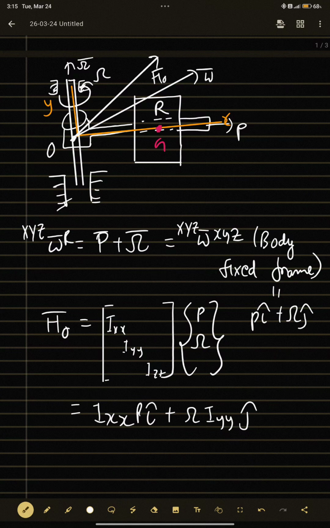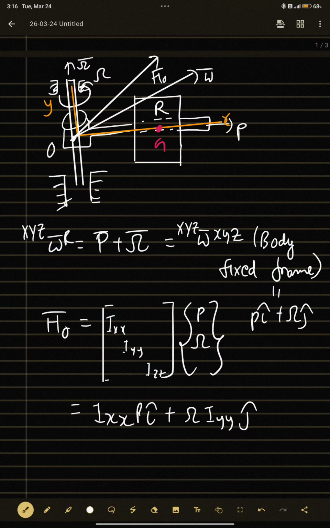Now close your eyes and picture one thing. Forget the frames. You know how this capital omega is moving. Capital omega means the total omega of the body, the total omega of the rotor.